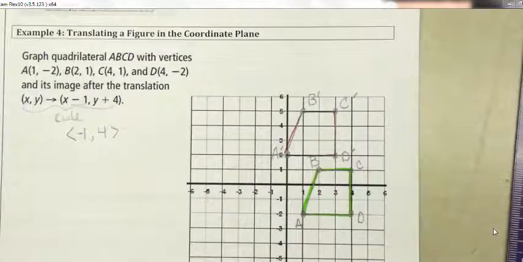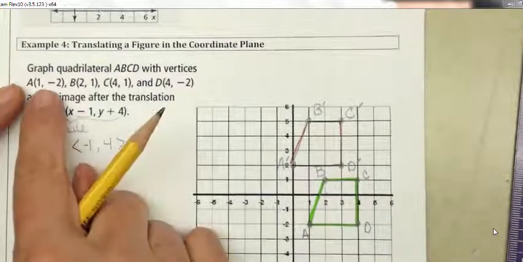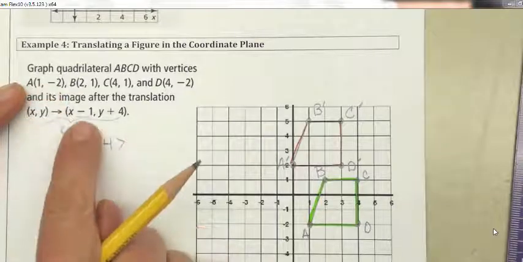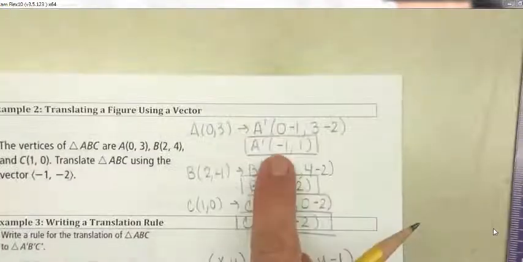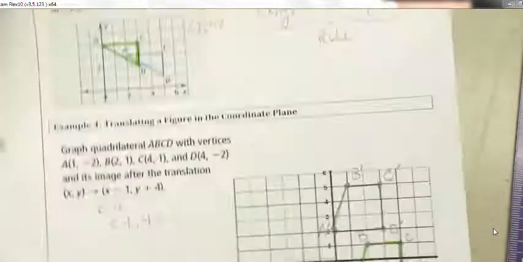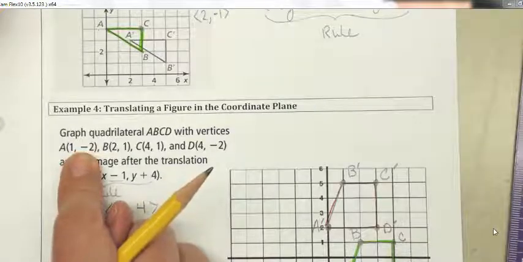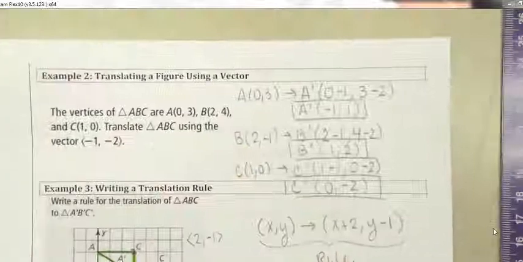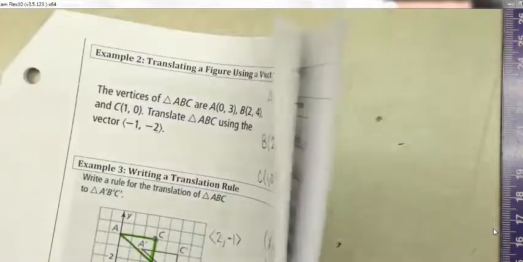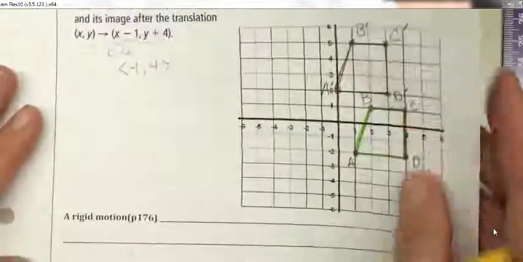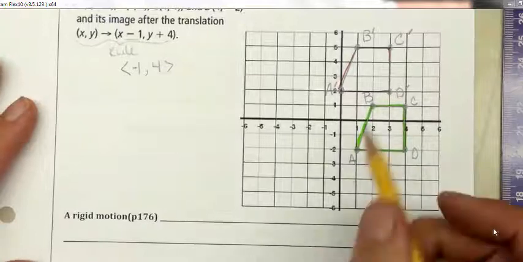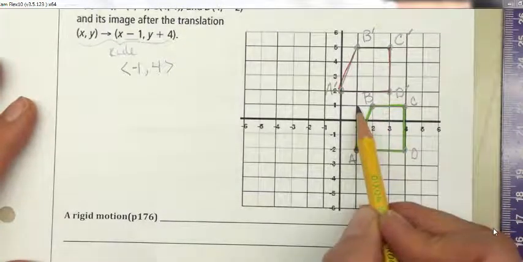Now, another way I could have gone about doing this is just taking every single point and applying the rule to it, just like we did up here. So if you don't have to graph it out, then you can just apply the rule to these points and find the new points, like we did in example 2. But if they ask you to graph it first, then once it's graphed, you can just count.